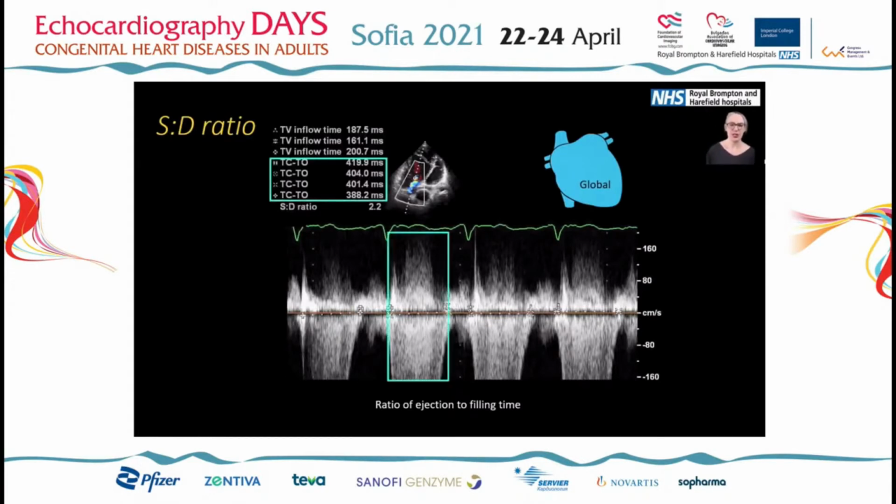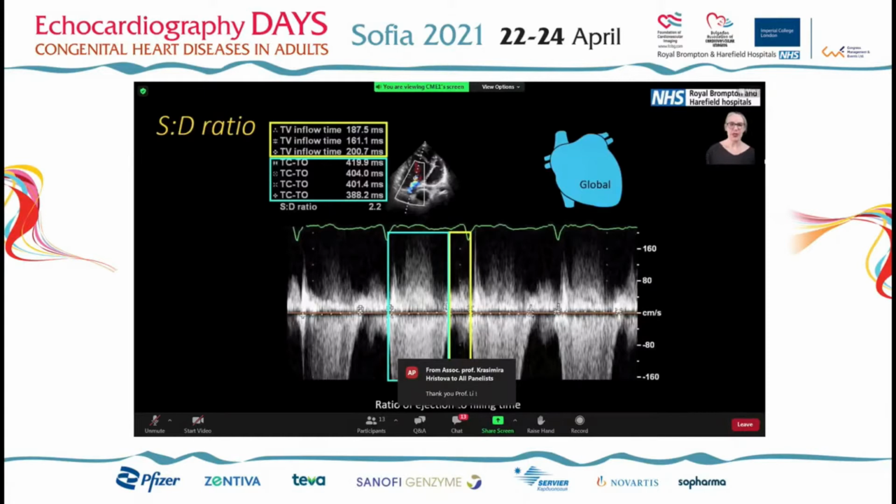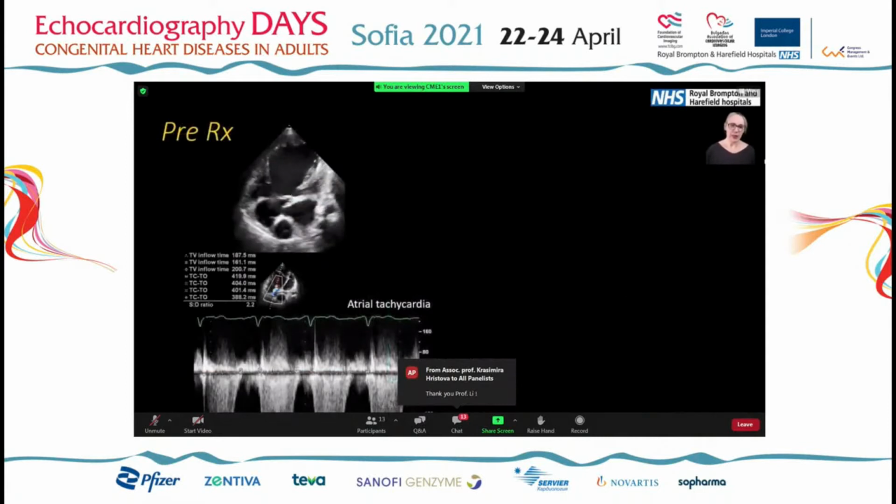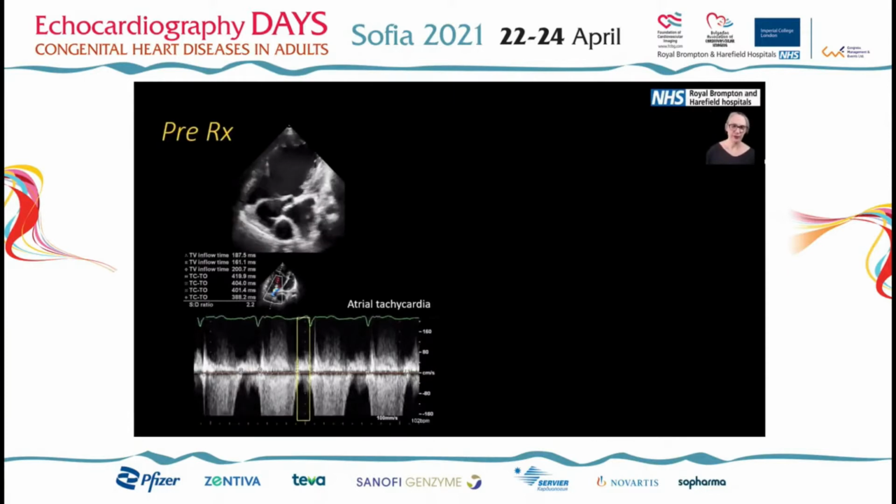And you see in this particular patient, there is a lot of TR duration and not much tricuspid valve filling. That is the problem here. So this patient's SD ratio is 2.2. It should be below 1. So this patient turned up to our outpatient department in atrial tachycardia, and you can see that there is very little time for filling, and look at the ejection fraction.